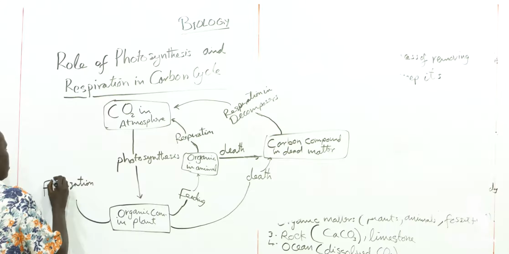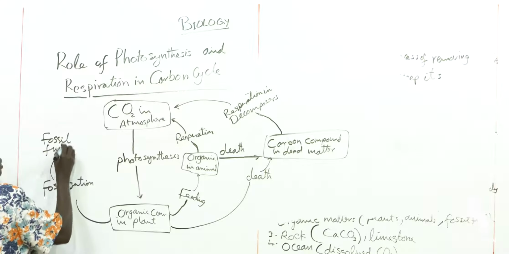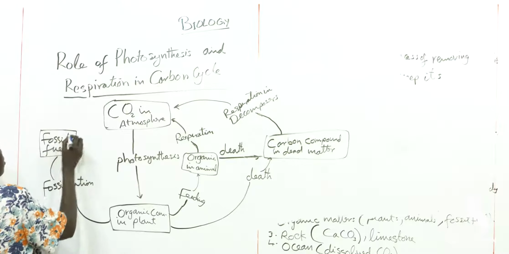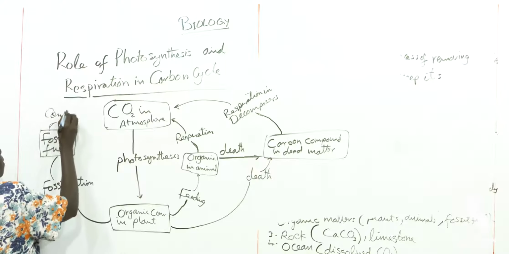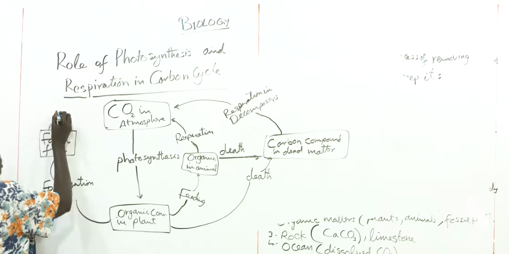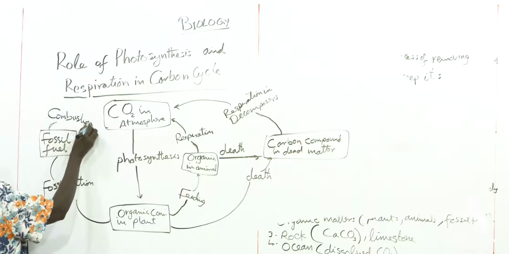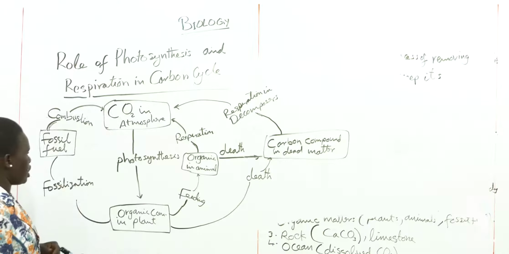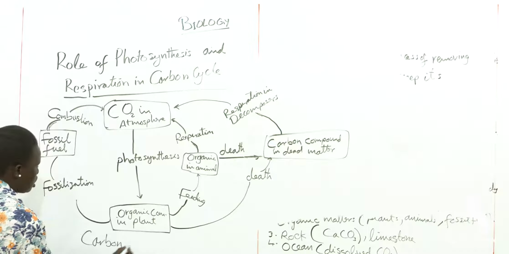To give us fossil fuel like petrol, charcoal, all these fuels, if they are burned through combustion, then the carbon dioxide goes back to the atmosphere. So this is the carbon cycle.